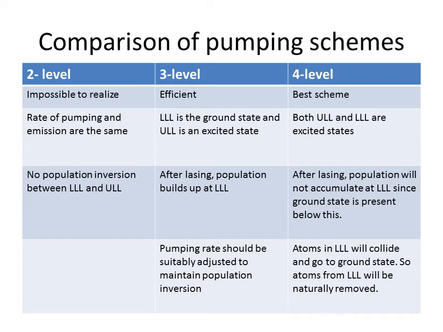Whereas in the case of 4-level system, which is the best scheme, both upper laser level and lower laser level are excited states. So after the lasing action, population will not accumulate at lower laser level because of the presence of ground state below the lower laser level, but the atoms will be removed from the upper laser level, which will be restored through the pumping source.